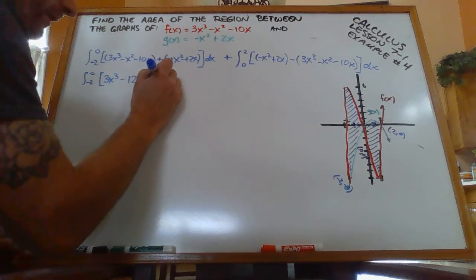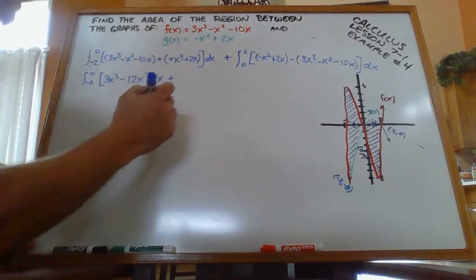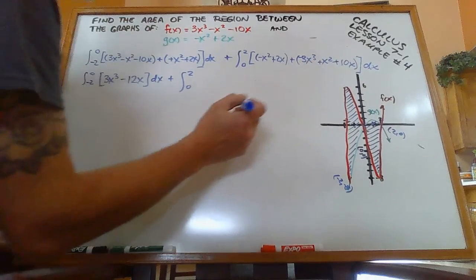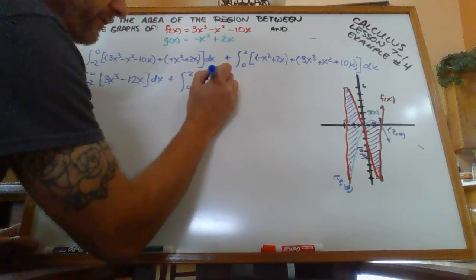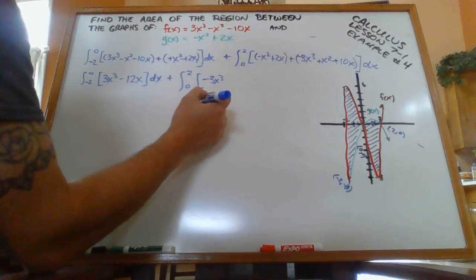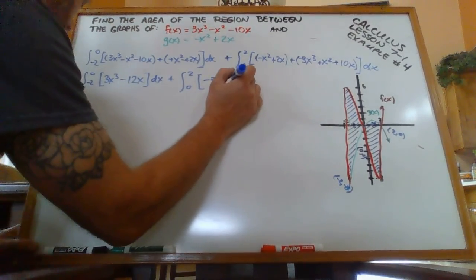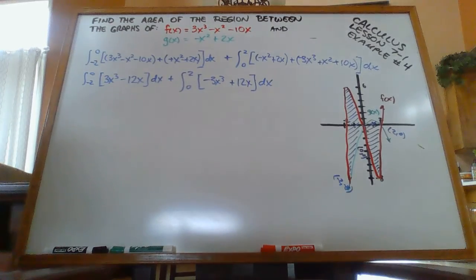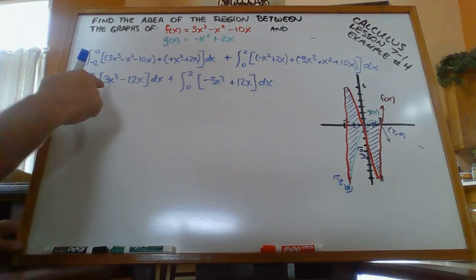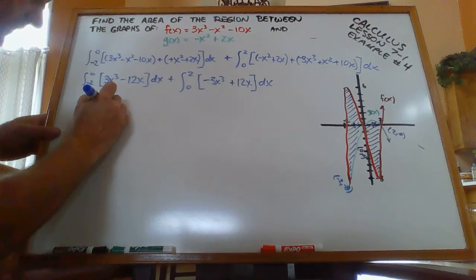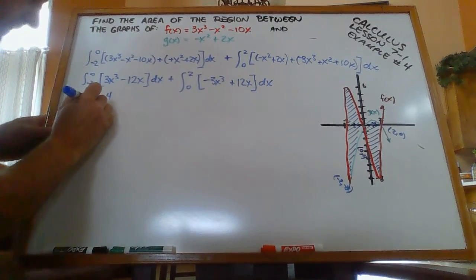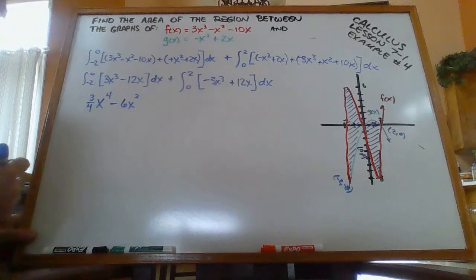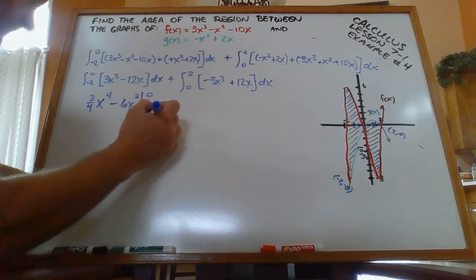Okay, and that's dx. And then we are going to add to that the integral from 0 to 2. We do the same thing over here. So we're going to get negative 3x cubed over here. Again, the x squared terms cancel out, and I get plus 12x dx over here. Okay, now we're going to go ahead and integrate these. So this is going to be x to the fourth, and I'm going to need a 3/4 out in front. And this is going to be minus 6x squared. And I'm going to evaluate that from -2 to 0.